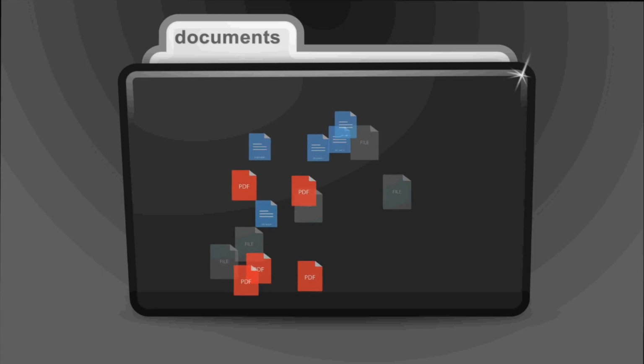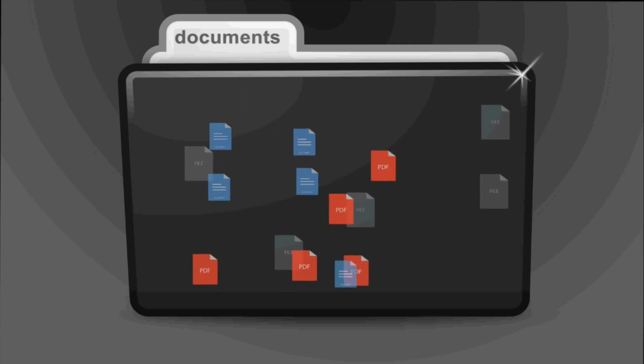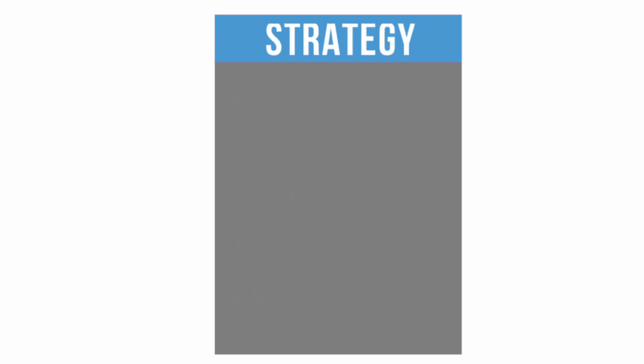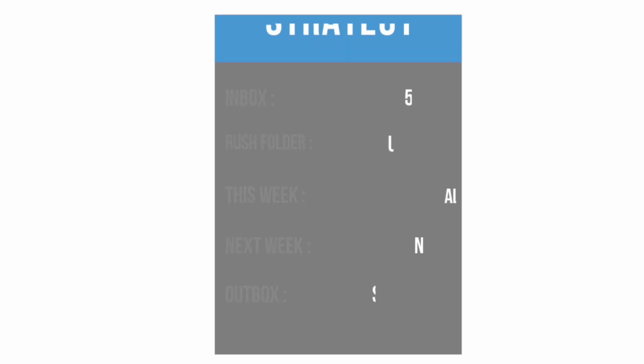A good practice is to create a filing system using either a traditional filing cabinet or a folder. The strategy here is to stage out the paperwork over the course of the week. You will need an inbox, 5 folders for each day of the week, a folder for next week's work, an outbox, and a red rush folder.